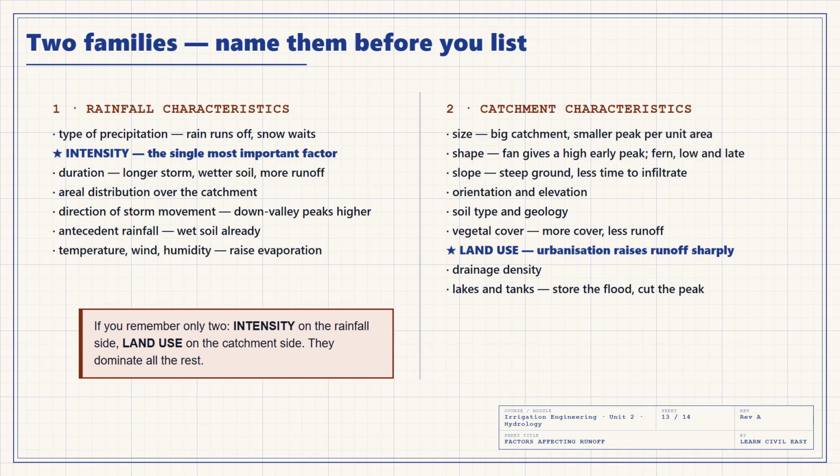Its slope, its soil and geology, its vegetal cover, more cover, less runoff, its land use, and this one matters enormously. Roofs and roads and paving are impervious, so as a city grows, its runoff rises sharply, and that is exactly why urban flooding gets worse every year. Drainage density, and any lakes or tanks which store the flood and release it slowly.